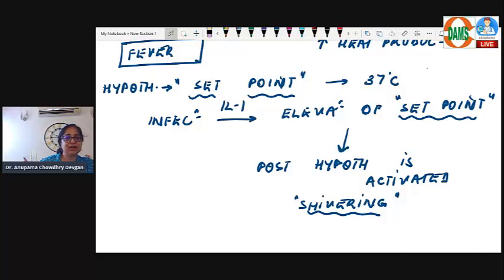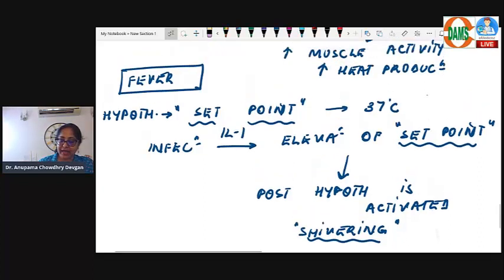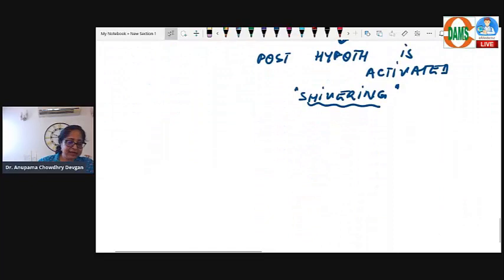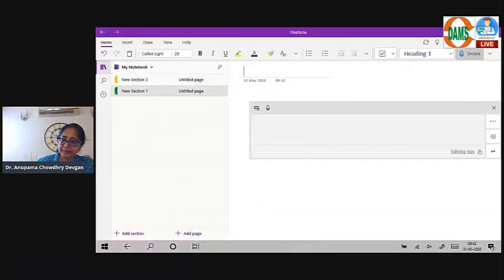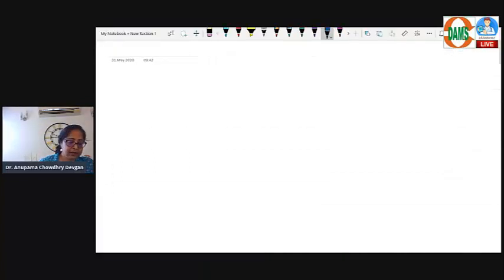All right. So this is as far as what happens in fever. Now, the next important point that we are going to take up is the endocrine and neuroendocrine function.